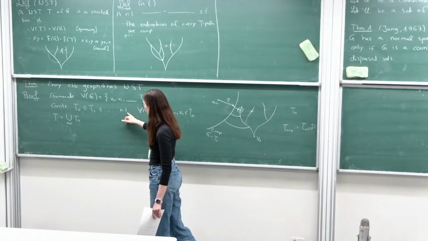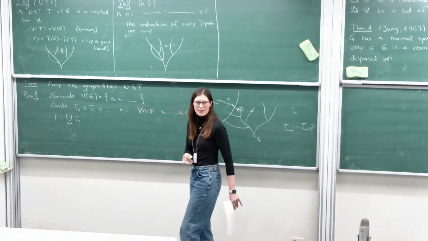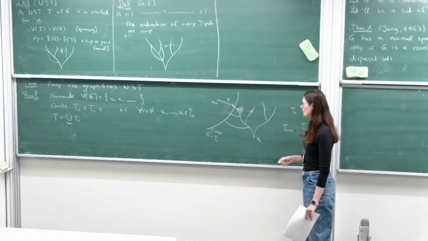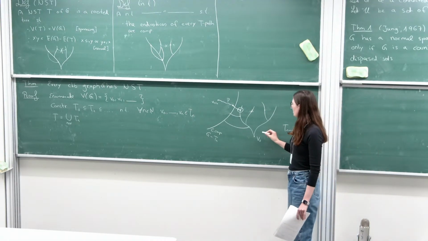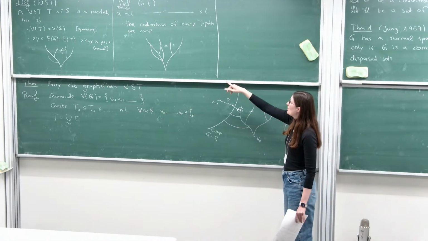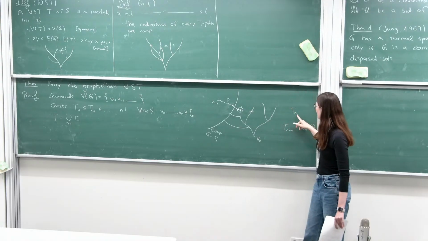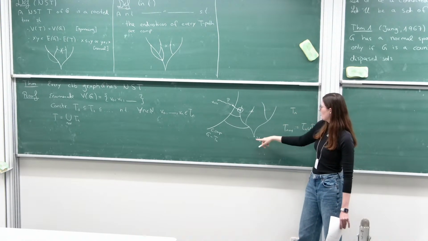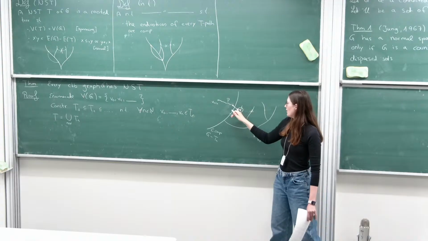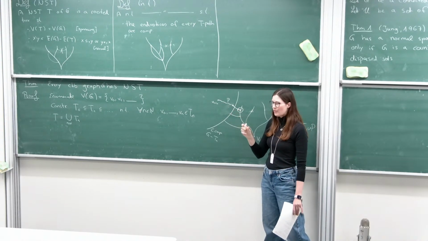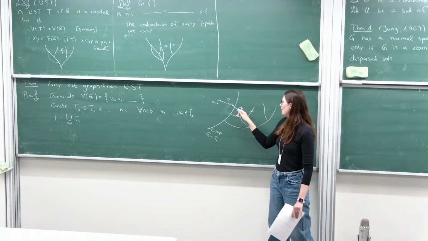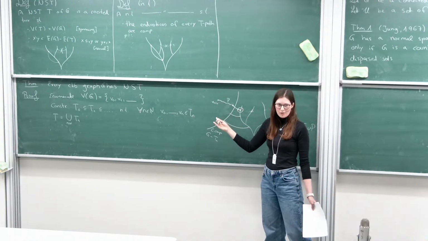It's still a tree, and also it's normal. Why is it normal? Suppose my T_{n+1} is not normal. That means that I have a forbidden T-path, but this forbidden T-path can be contained only in T_n, because this was normal, and it can also not have both end vertices on my path, because clearly every path is also normal.